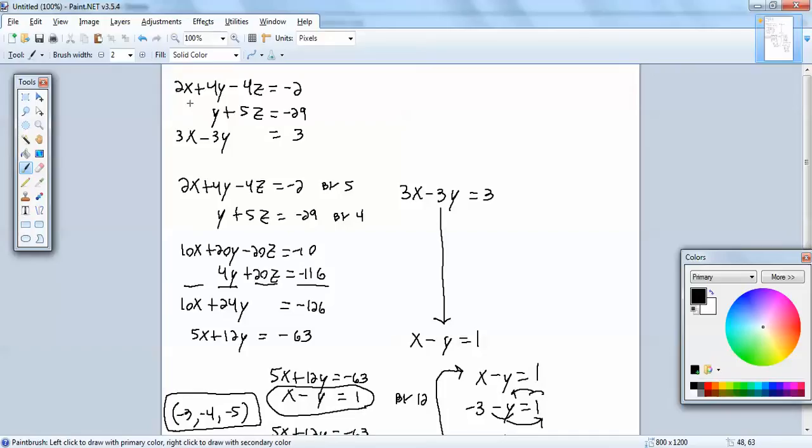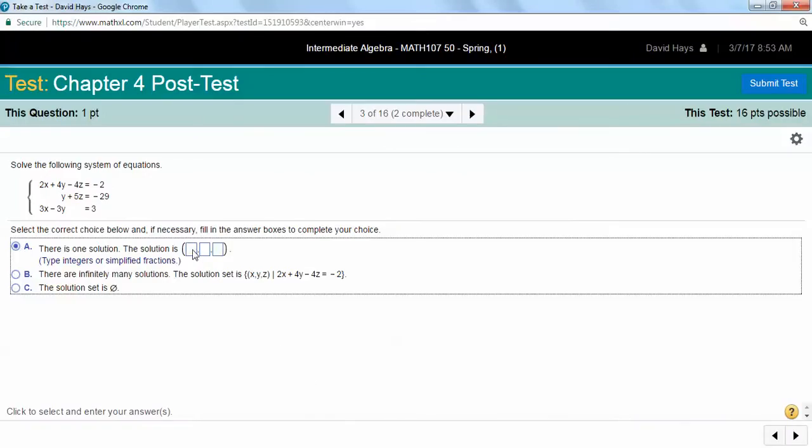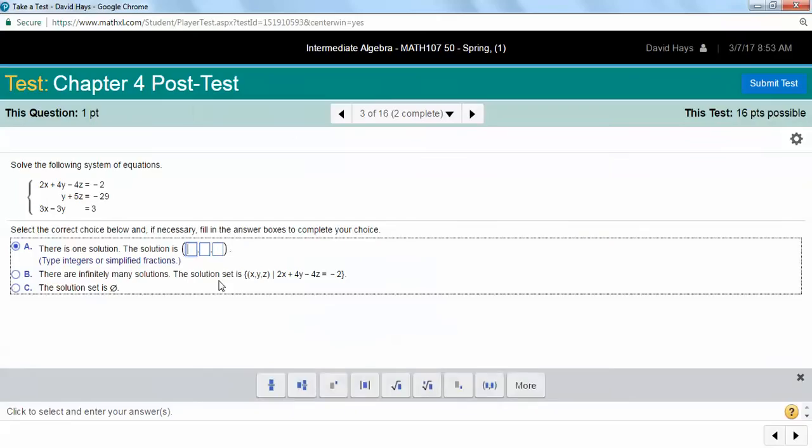And then if I put in my first equation, 2 times negative 3 is negative 6. Negative 16 is negative 22. Plus 20, that gives me negative 2. So that checks. Let's see, there's one solution. The solution is negative 3, negative 4, negative 5.